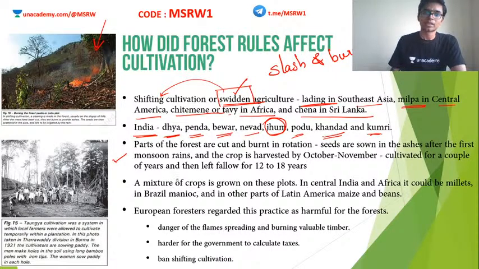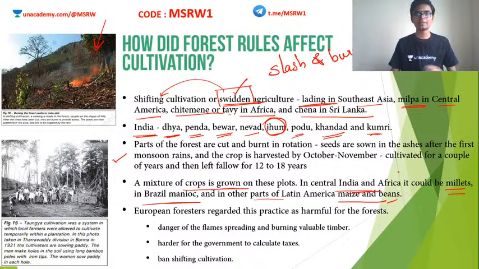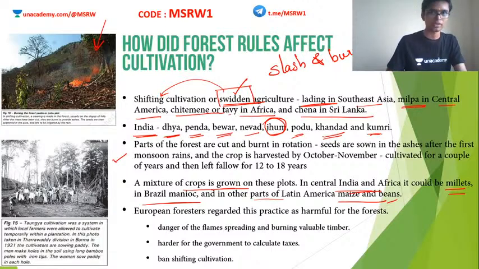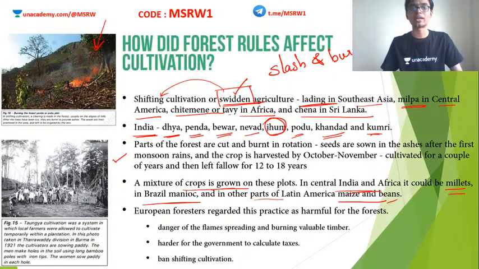Now, in these lands, a wide variety of crops are grown. In Central India and Africa, it could be millets. In Brazil, it could be manioc. And in other parts of, say, Latin America, it could be maize or beans. So in different parts of the world, the same method of agriculture, known as jhum agriculture or slash and burn agriculture, was used in order to grow a wide variety of crops.